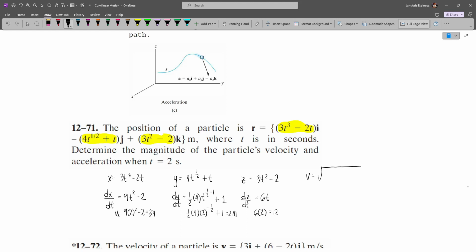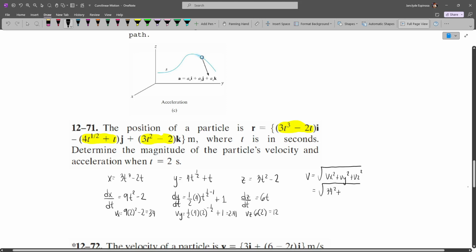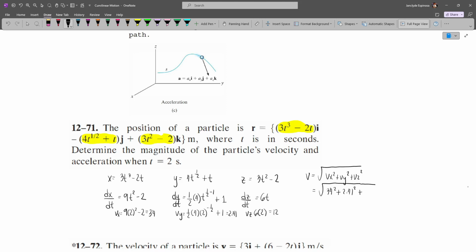And so to get the magnitude of the velocity, we have v equals, by the way, this is vx, this is vy, and this is vz. So this is now the square root of vx squared plus vy squared plus vz squared. We have square root of 34 squared plus 2.41 squared, and then plus 12 squared. This is now 36.14 meters per second, because we are talking about the velocity.